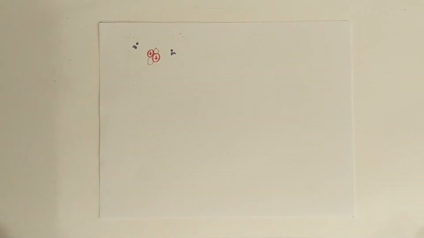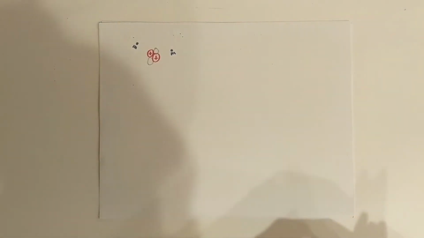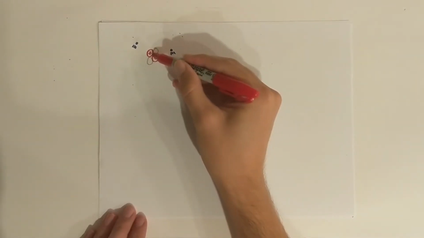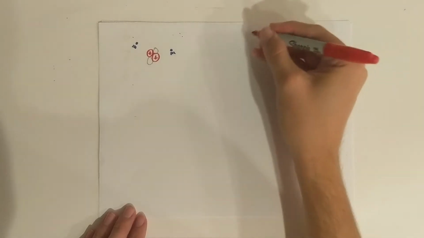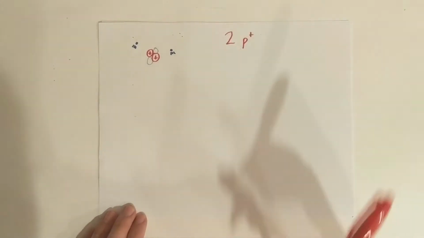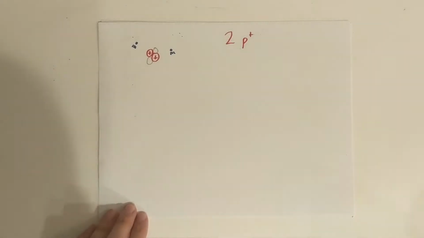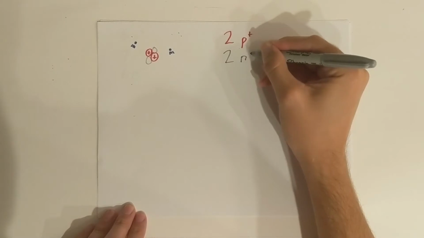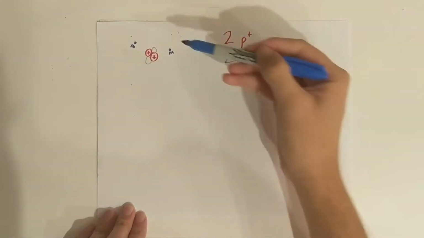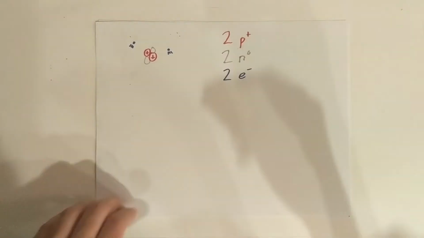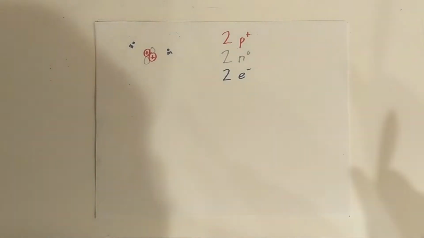All right, so here is our first example. If we just count everything up, we can see the protons first. We got 2 protons. We got 2 neutrons. And we got 2 electrons as well. So we know how much of each subatomic particle we have.